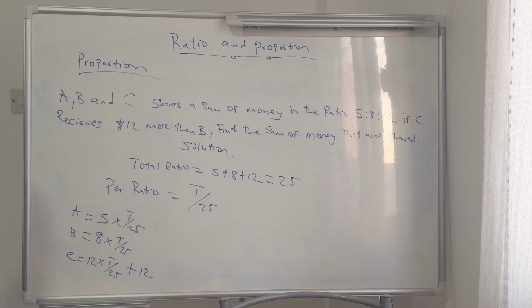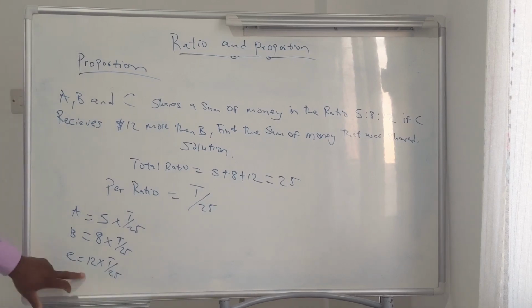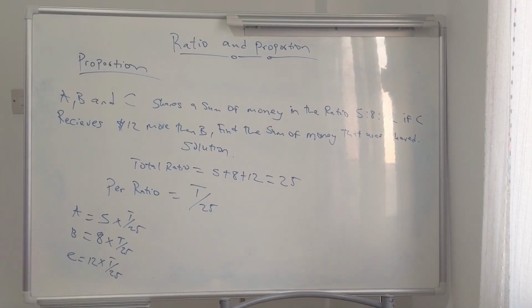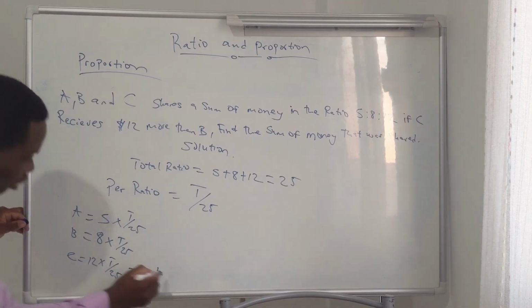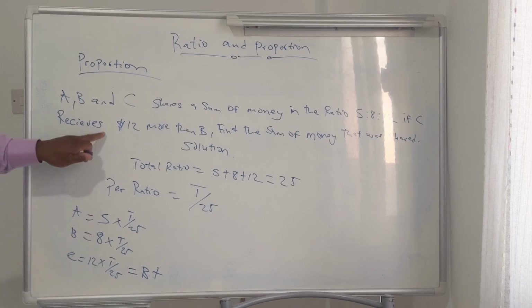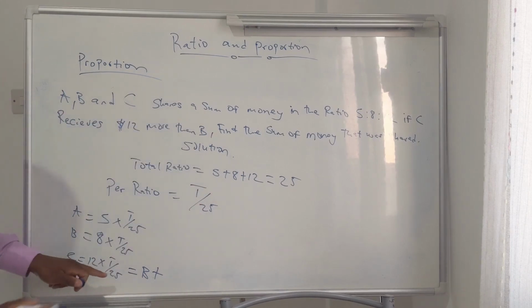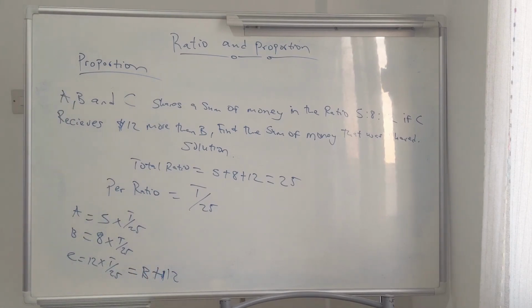Hope we're all getting it. So, sorry, this is a mistake. What this is saying is that C, which is 12 times T over 25, is equal to B plus $12, because it says he receives $12 more than B. Are we all getting it?